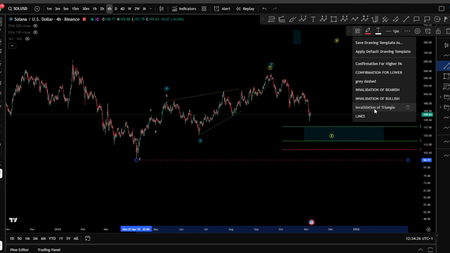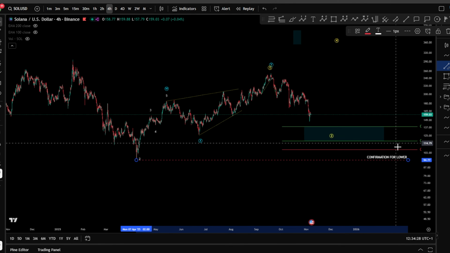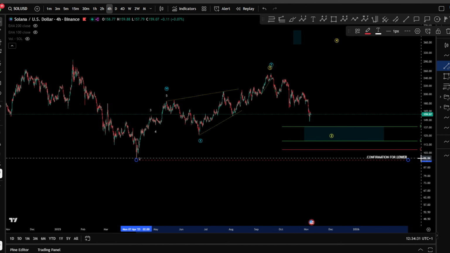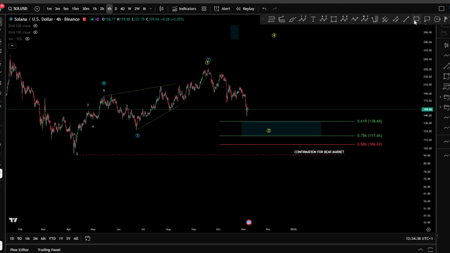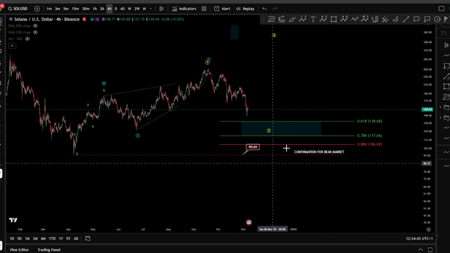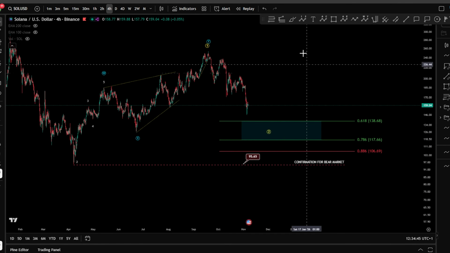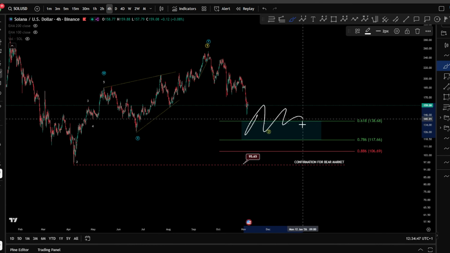So this is your confirmation, I would say, for lower, even for a bear market, which would mean a much deeper bear market. Okay, so if we take this price, or this low there, which is of course your final chance for anything bullish, we still have some chances here.